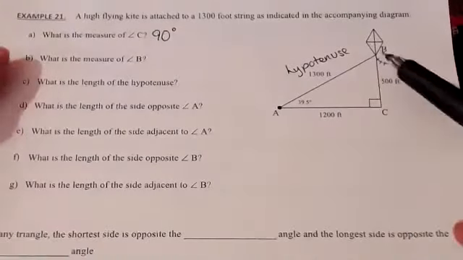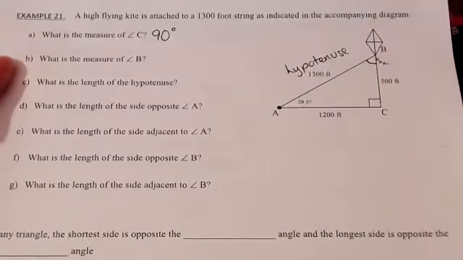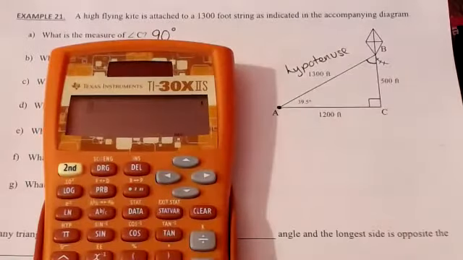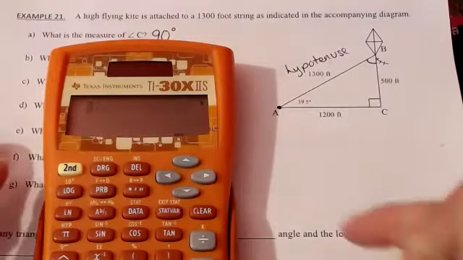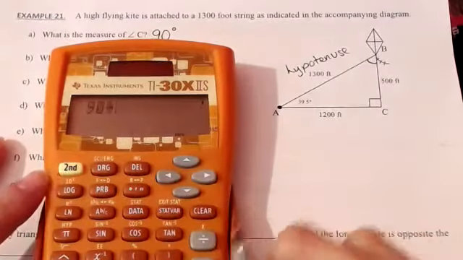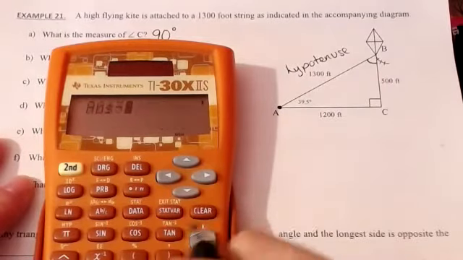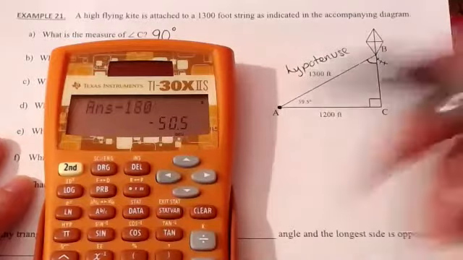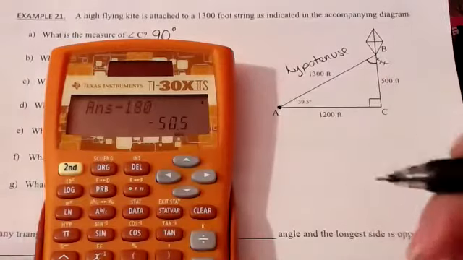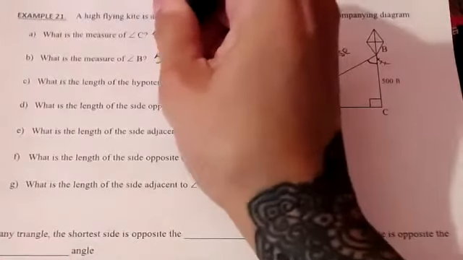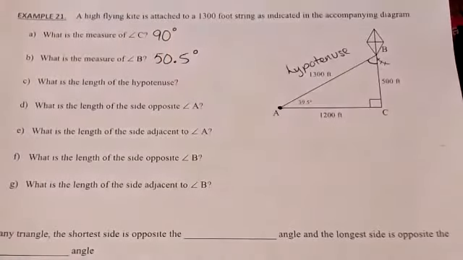Someone else, what's the measure of angle B? And how would you find that? Talk me through finding angle B. 50.5 degrees. And how'd you get that? Sorry, I added angles C and A and subtracted that from 180. All right, so C and A, so 90 degrees and 39.5. And then we subtract that from 180. Don't worry about the negative, I just subtracted it, but I know it's going to be a positive, just like Shane said, 50.5 degrees. Very nice. Thank you, Shane.